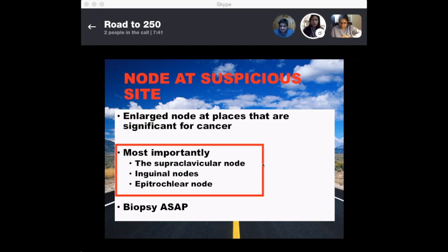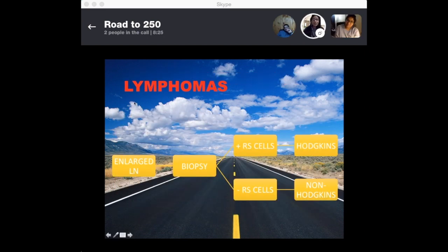So when you have this, what's important to do to differentiate what exactly is going on pathologically is that we need to biopsy it ASAP. The way you want to differentiate these is you have an enlarged lymph node, we're going to biopsy it. What we're looking for on biopsy is whether it is positive or negative for Reed-Sternberg cells. If our biopsy shows positive Reed-Sternberg cells, then we can indicate this as Hodgkin's lymphoma. If we have no Reed-Sternberg cells seen on biopsy, it's going to be a non-Hodgkin's lymphoma.